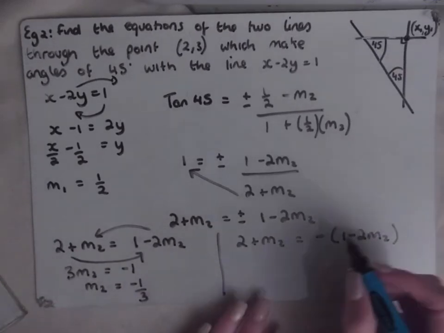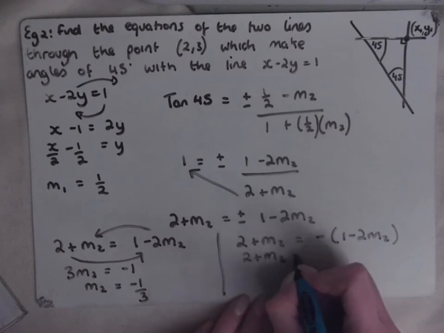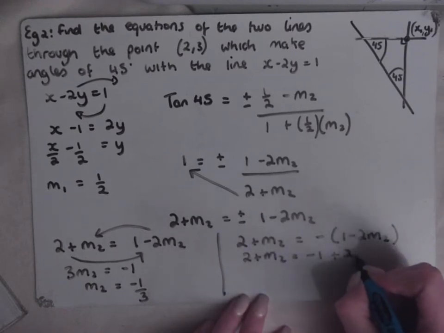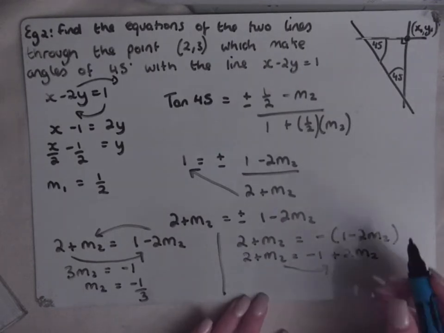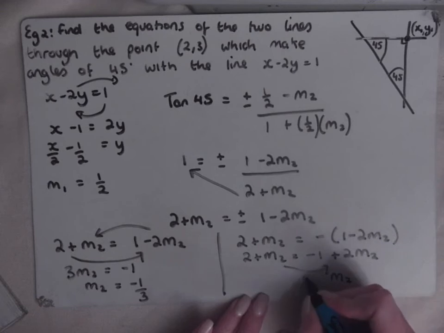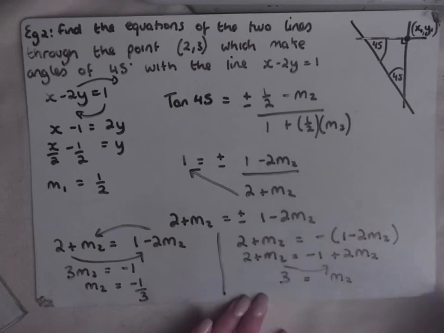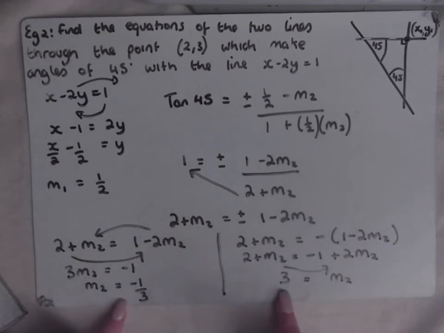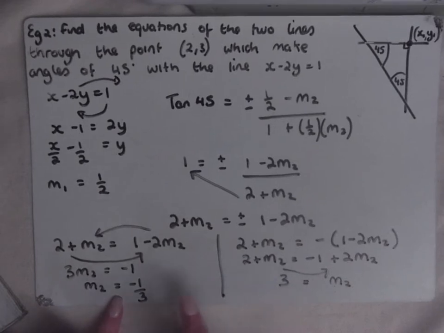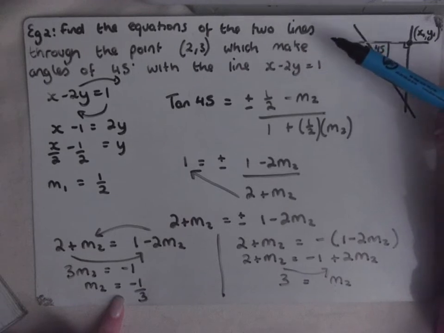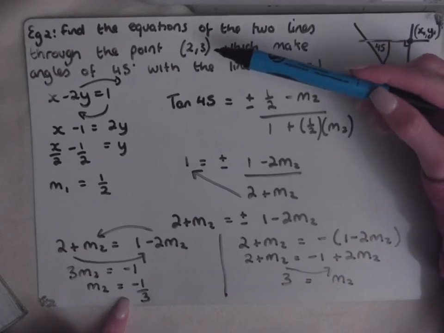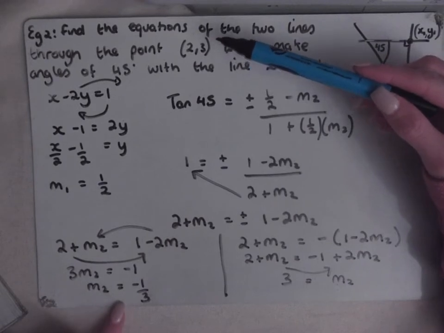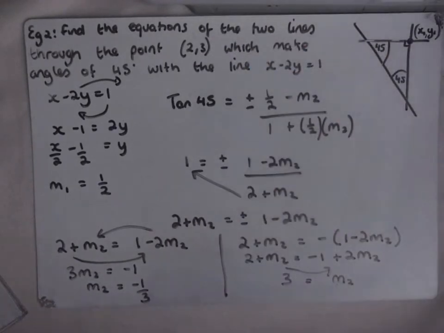And then over here, we're just going to tidy up those brackets first. So minus 1 minus for minus is plus 2M2. This time I'm bringing the M2s over to this side. So I'm going to get M2 equals, and the minus 1 comes over and becomes 3. So I have two values for my slope now. So my slope is either minus a third or it's 3. Now we're asked to find the equations of the two lines through this point. So I have the equation of a line formula, I have a point, and now I have my two slopes. So I'm going to fill those in.